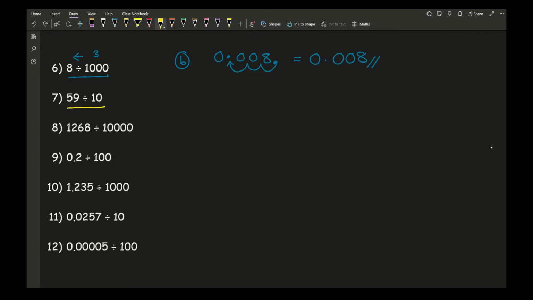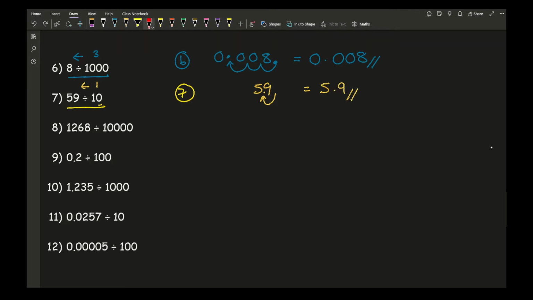With question 7, so here I've got 59. And again, I've left a bit of space. My decimal point is here, and I'm moving it to the left by 1 place because I've got 1 zero. So again, I'm going to move it 1 place, so it becomes 5.9.